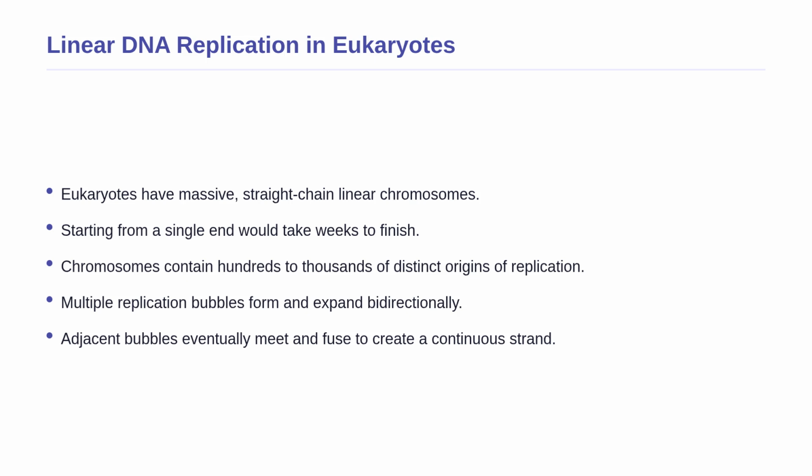Because our chromosomes are incredibly long, straight strands, starting from just one end is impossible. Instead, eukaryotic chromosomes contain thousands of distinct origins of replication scattered along their length. At each origin, a replication bubble forms, and forks move outward bidirectionally. Eventually, these adjacent bubbles meet and fuse together. This multi-origin parallel processing is absolutely essential to replicate massive genomes within the short time frame of a cell cycle.